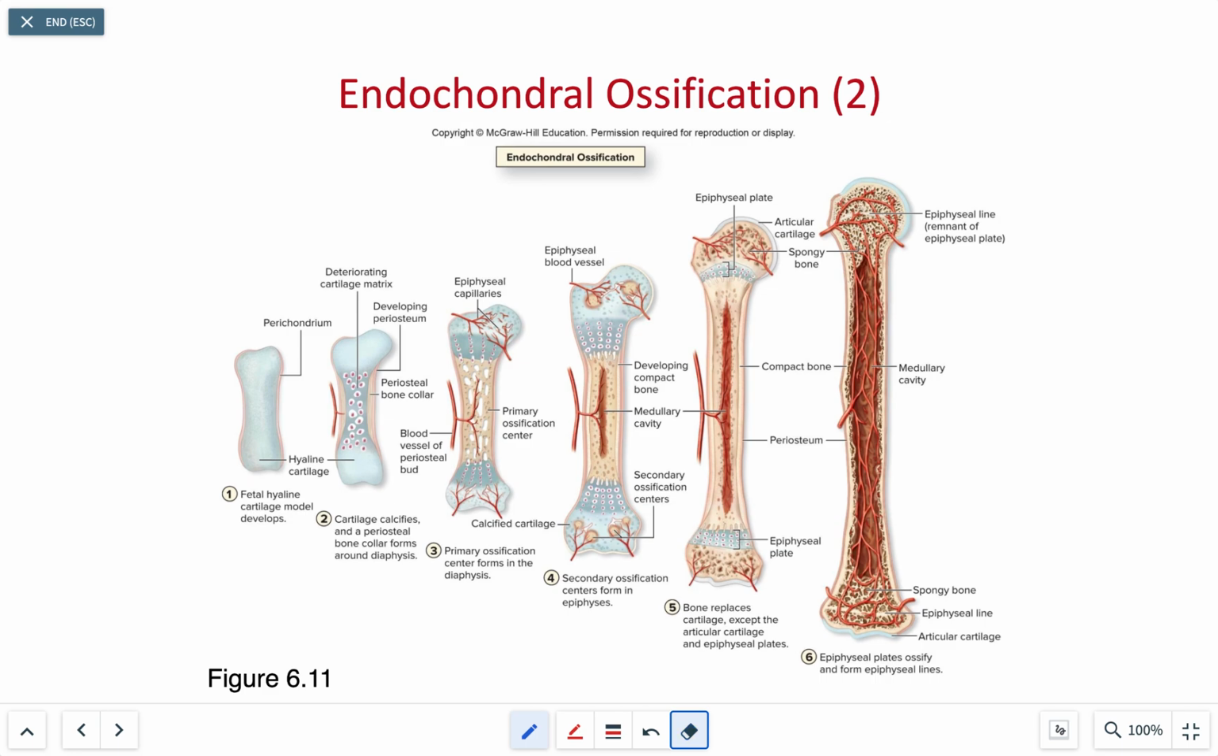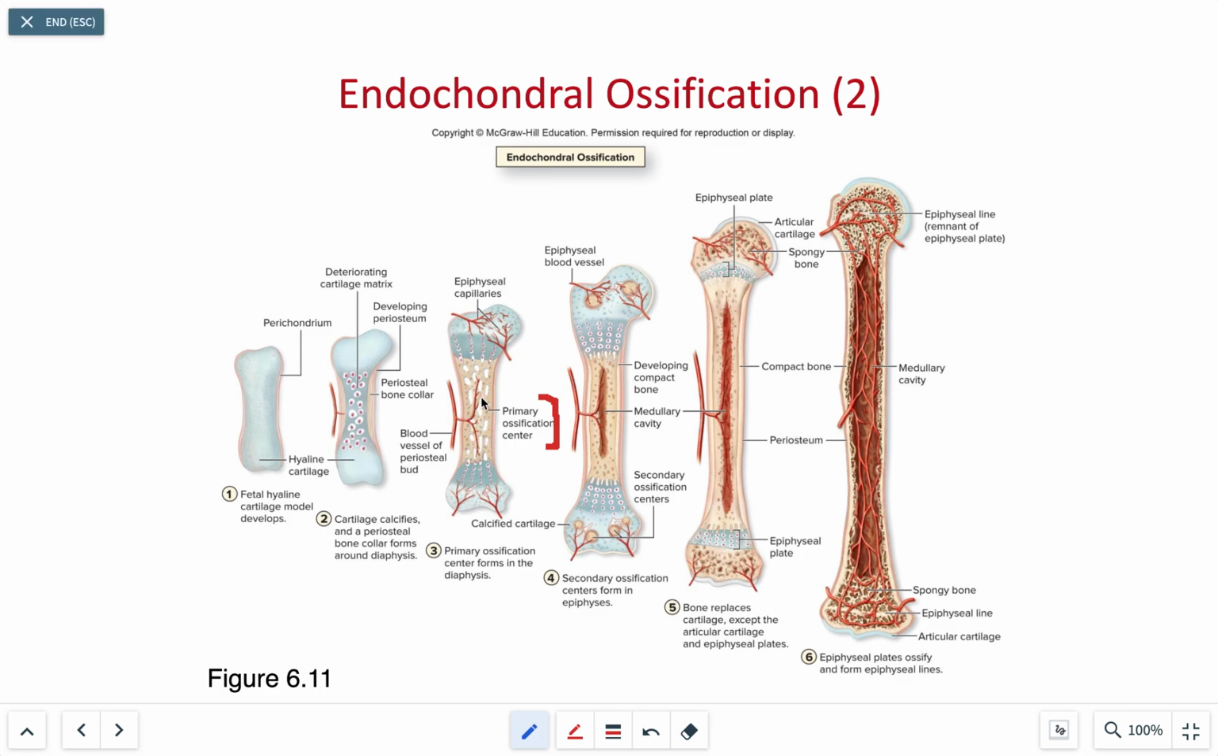In step number 3, we classify this as the primary ossification center. And within this primary ossification center, we're going to see a couple of new developments occurring in the diaphysis. So the first thing that we note is we're going to start seeing an increase of blood flow. An increase in blood flow means that we're also increasing osteoblast activities, extending from the periosteum into the diaphysis.